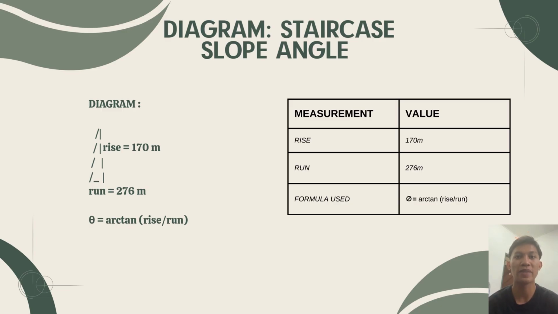Assalamualaikum, my name is Muhammad Nazmizan bin Junaidi, matrix number CB250105. So this is a diagram of staircase slope angle. We can see a diagram to determine the angle of inclination of a staircase. The rise value is 170 meters, while the run is 276 meters. To obtain the angle of inclination, we use the formula theta equals the arctan of rise divided by run. Based on this measurement, the angle of inclination can be accurately calculated to assess the safety and suitability of the staircase design.